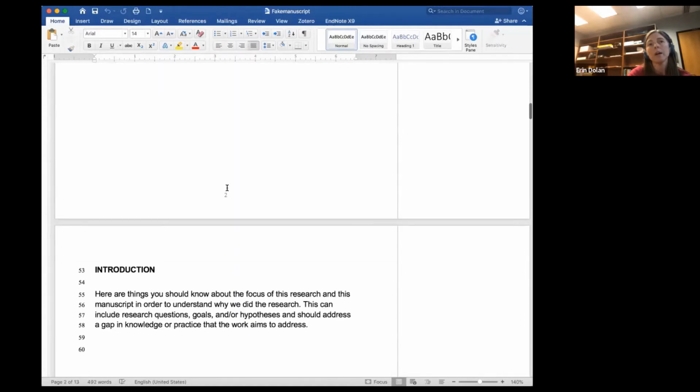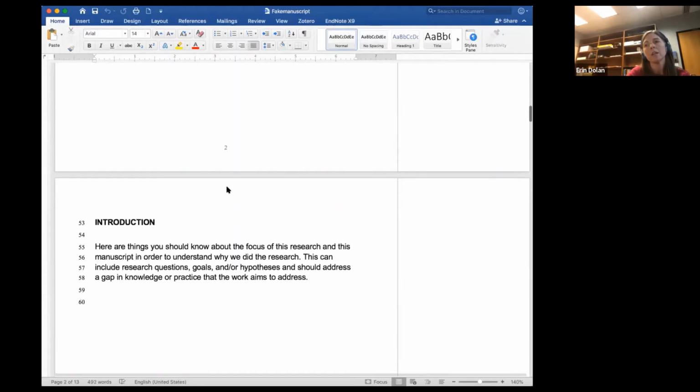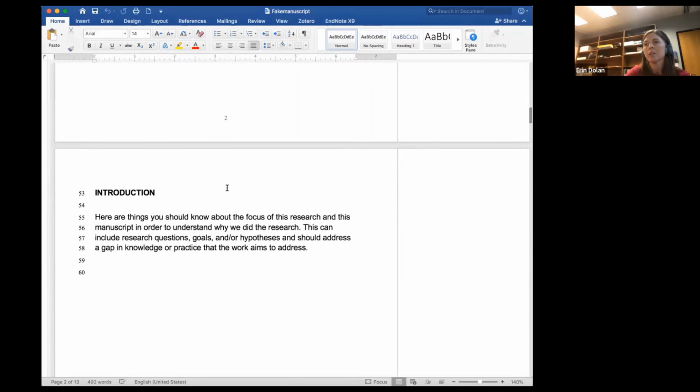And then for an article, there's typically standard sections you would find in any kind of research paper. There's an introduction section. And this is where you should focus on what this research is about, what the manuscript aims to accomplish, explain why you did the research. This is a place to include your research questions, goals, or hypotheses. And make it clear what gap in knowledge or practice that your work aims to address.